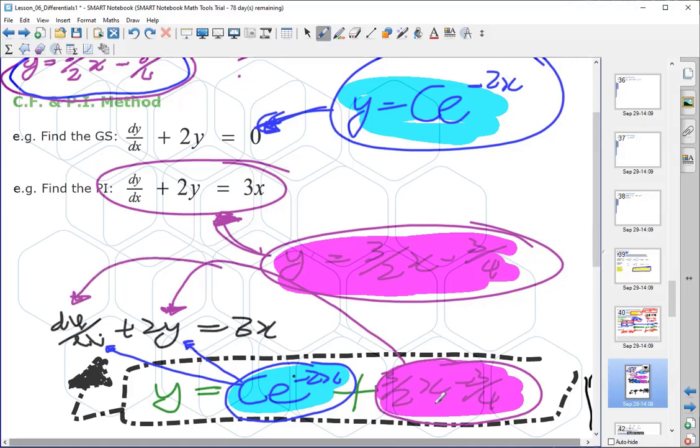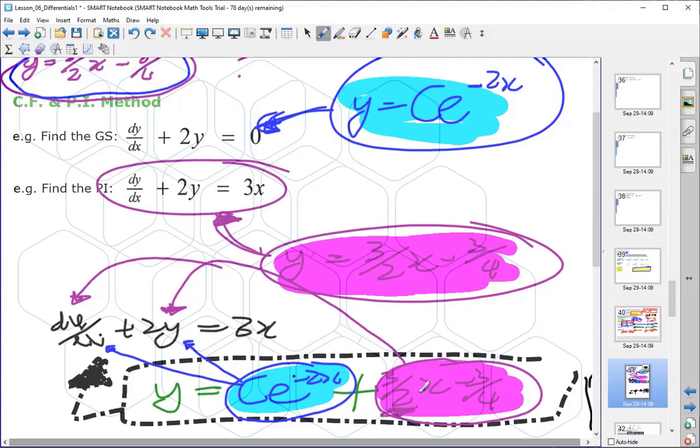What's the differential of that? Just differentiate, differentiating, not integrating. The differential of 3/2 x - 3/4 is 3/2.